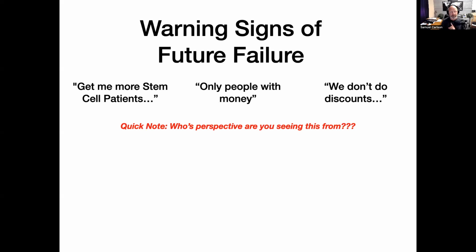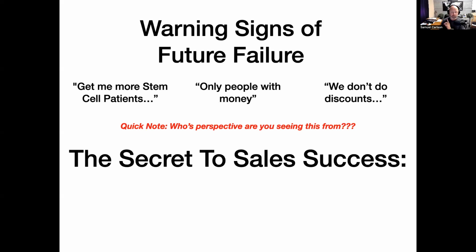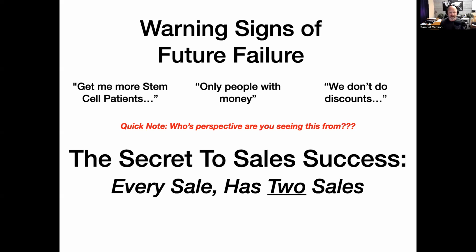Here is a secret that you will not know, something that you will not understand. And it's something that will reverse engineer all of these fixed ideas of we don't do discounts, only people with money, and get more stem cells, like sell the big thing. This will reverse engineer those ideas away. The secret to sales success is understanding that every sale has two sales.